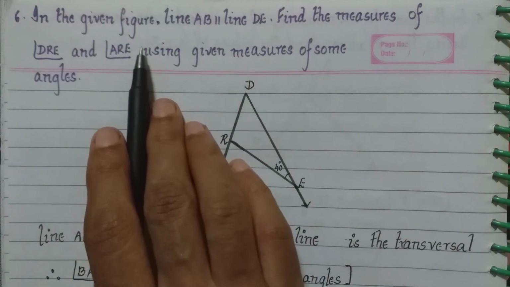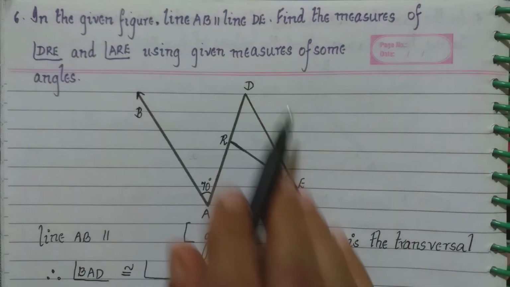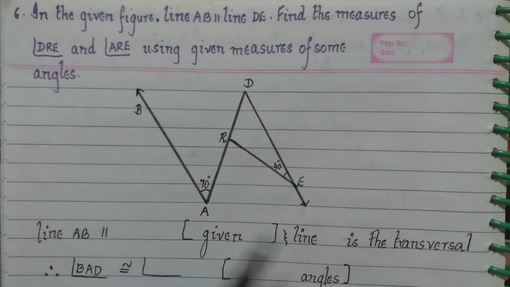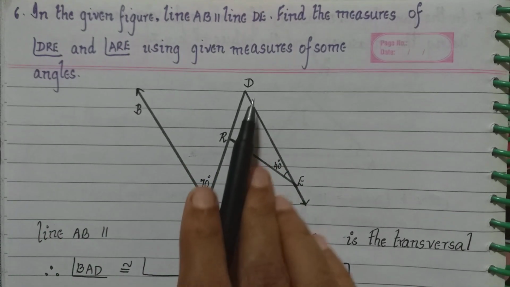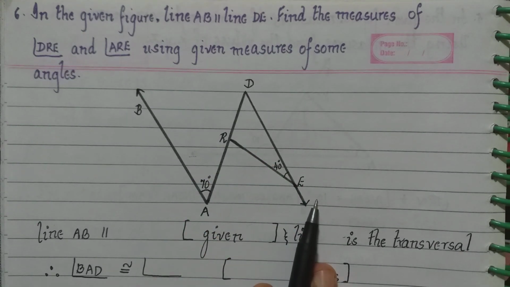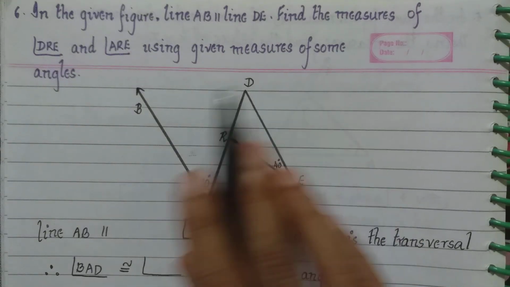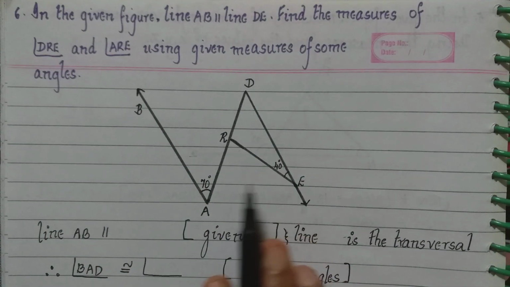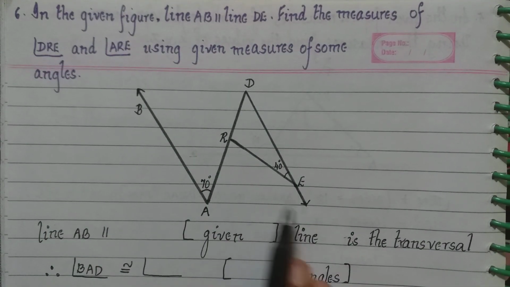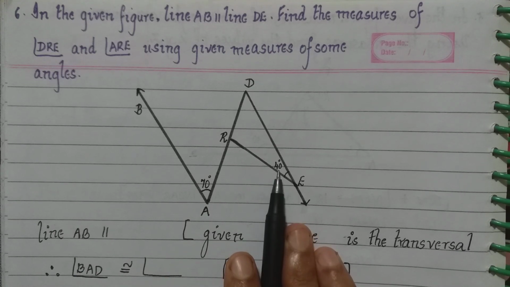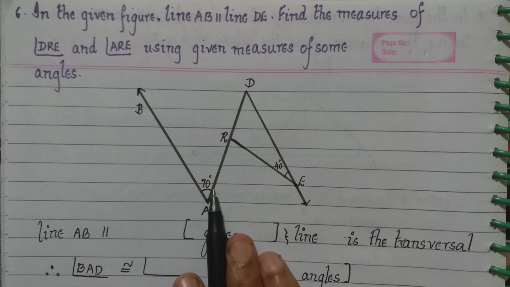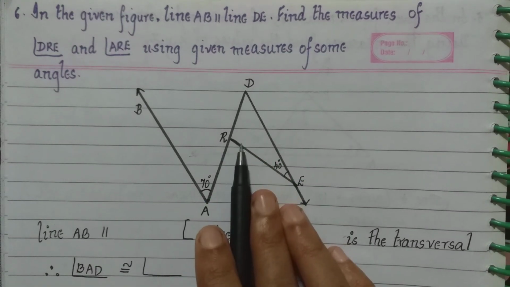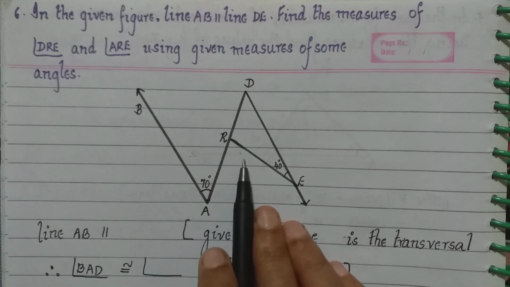The sixth question. In the given figure, line AB is parallel to line DE. Find the measures of angle DRE and ARE using the given measures of some angles. Two measures of angles are given to us. That is, this angle E is 40 degrees and this angle A is 70 degrees. We have to find the measures of these two angles.